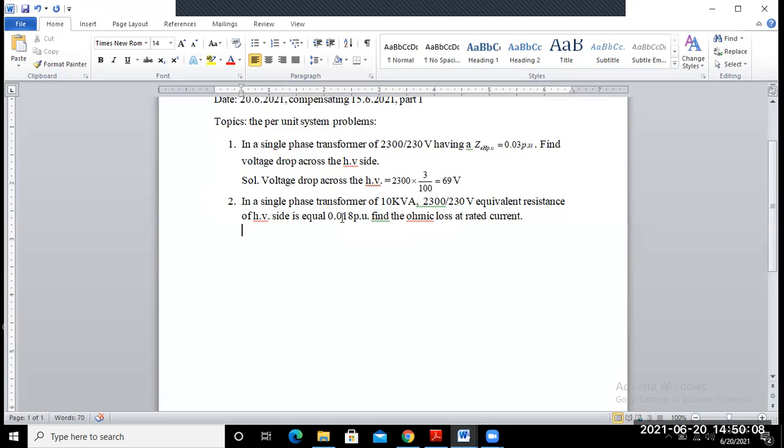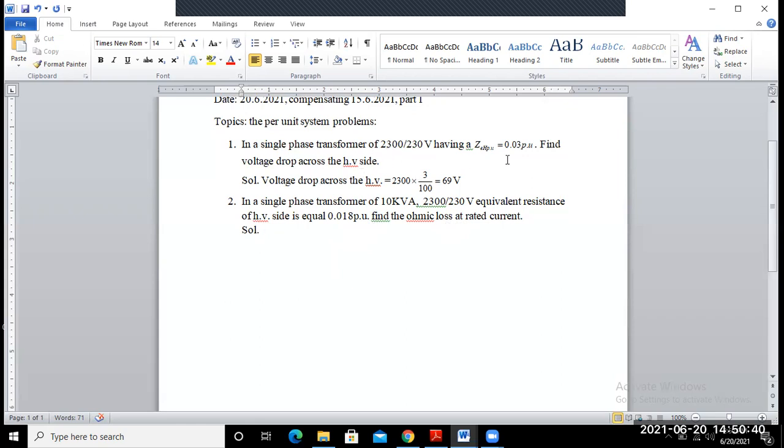The ohmic loss at the rated current is equal to, we know that the equivalent resistance in per unit is giving the ohmic losses at the rated current. That means if you multiply the equivalent resistance in per unit by the kVA rating, then you will get the value of ohmic losses. Similarly we can solve this problem just like the previous problem. That one was for the voltage drop across the HV side.